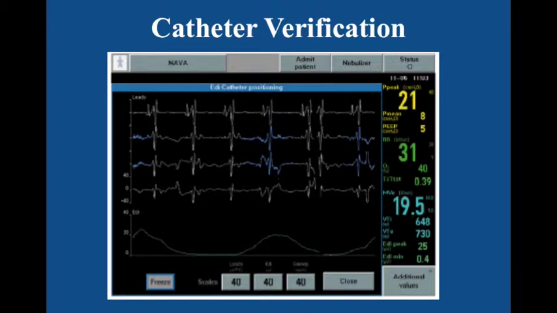To finally verify the correct position of the Edi catheter, press the expiratory hold and keep the button depressed until a breathing effort is registered. A negative deflection in the pressure curve with a simultaneous positive deflection in the Edi curve verifies the correct position of the Edi catheter.